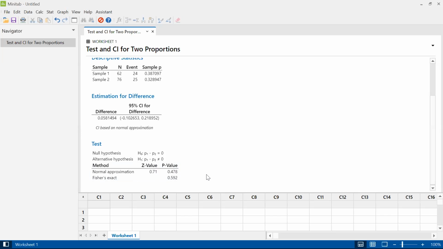But we're not rejecting the null hypothesis regardless. As far as we know, the null hypothesis is true, that the two groups are equal. We do not have strong evidence of a difference between the two groups. So 95% confidence interval, negative 0.103 up to positive 0.219.